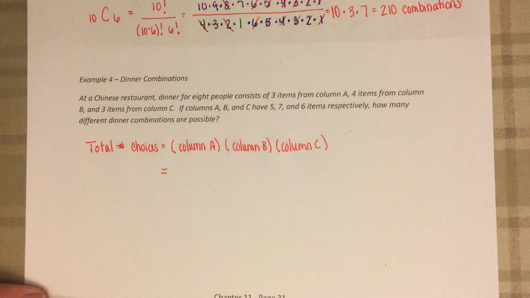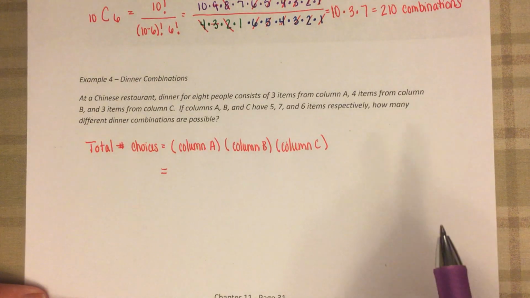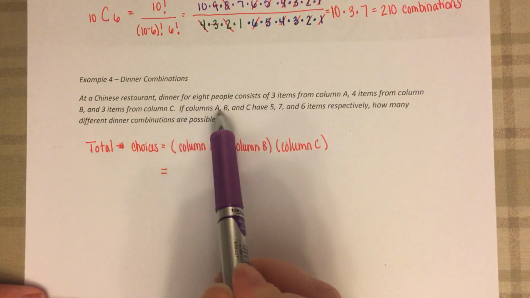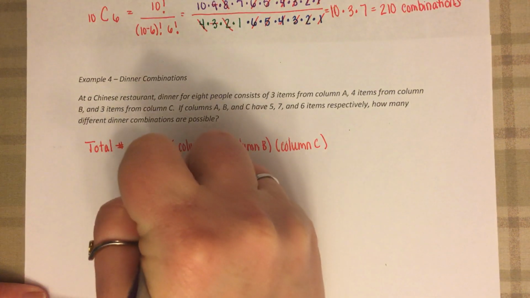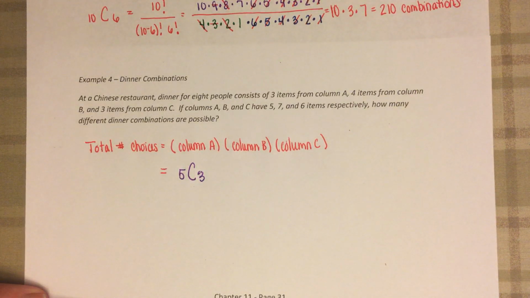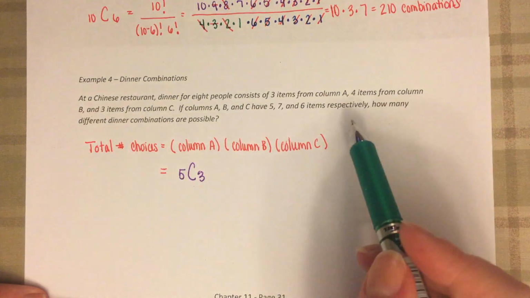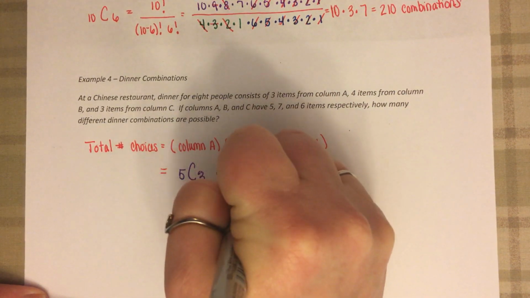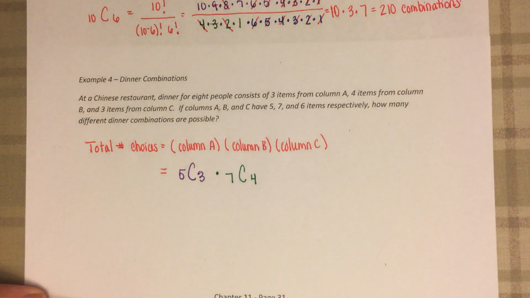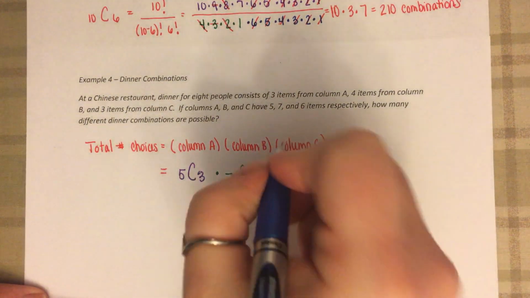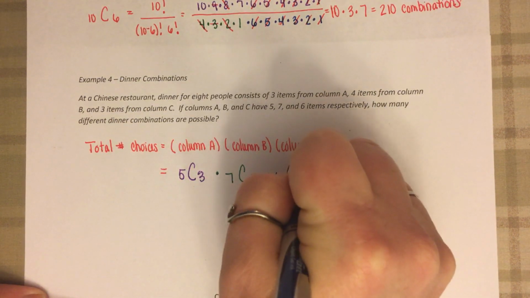All right, so for column A, we're choosing 3 items, and if we look at the way this is written, column A goes with 5. So our first combination that we're going to do is going to be 5C3. So we're choosing 3 out of the 5. Column B, we're selecting 4 items from column B out of 7 total. So we're going to take this times 7C4. And then for column C, we're selecting 3 items out of 6. So 6C3.